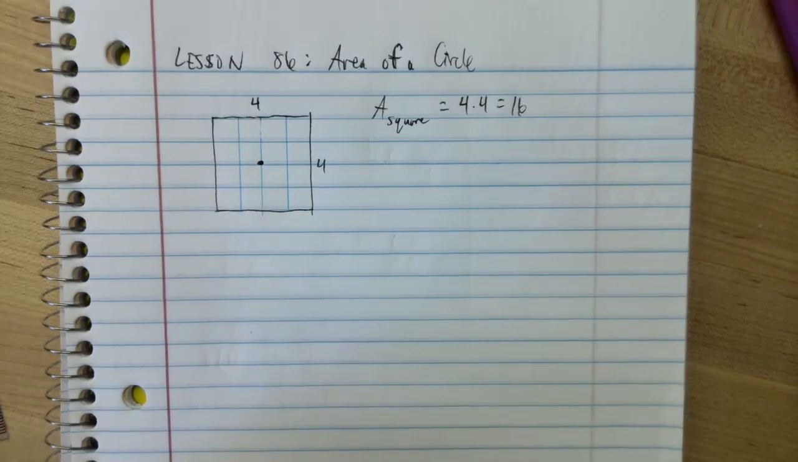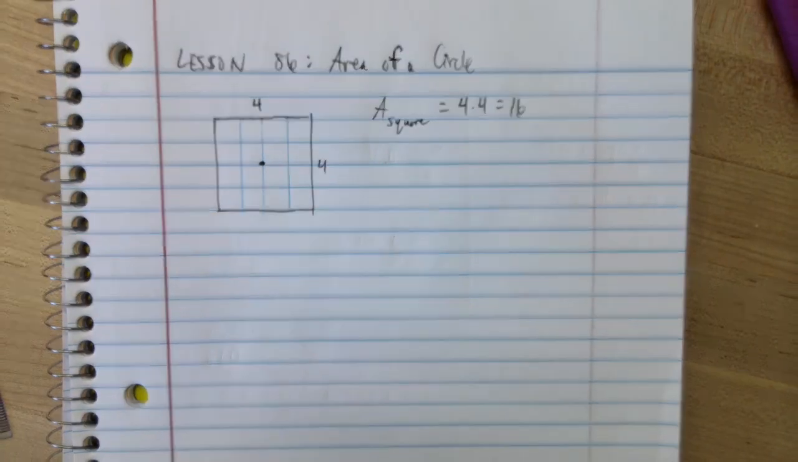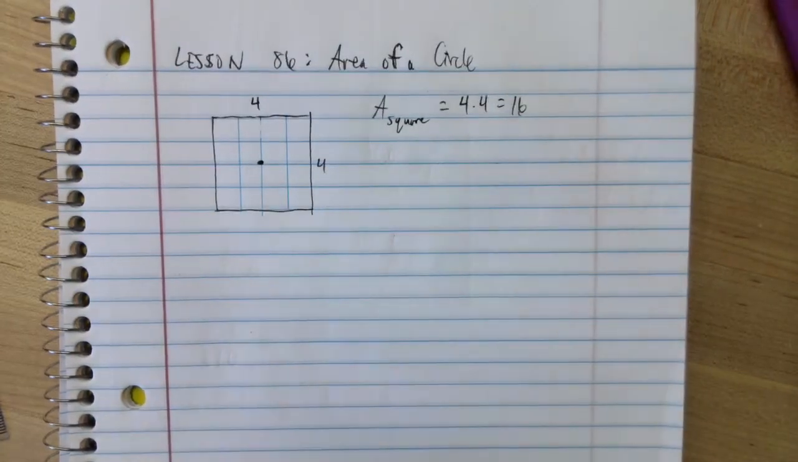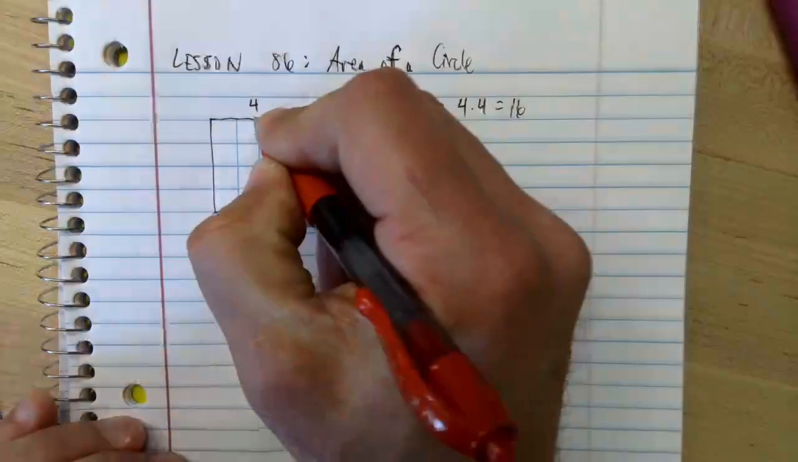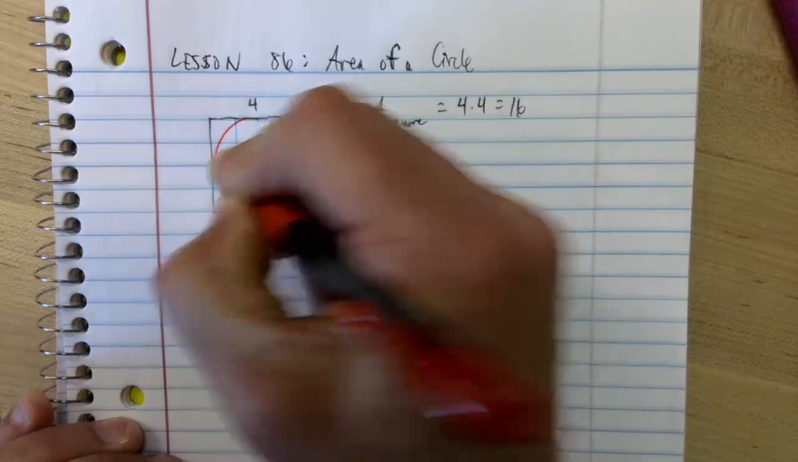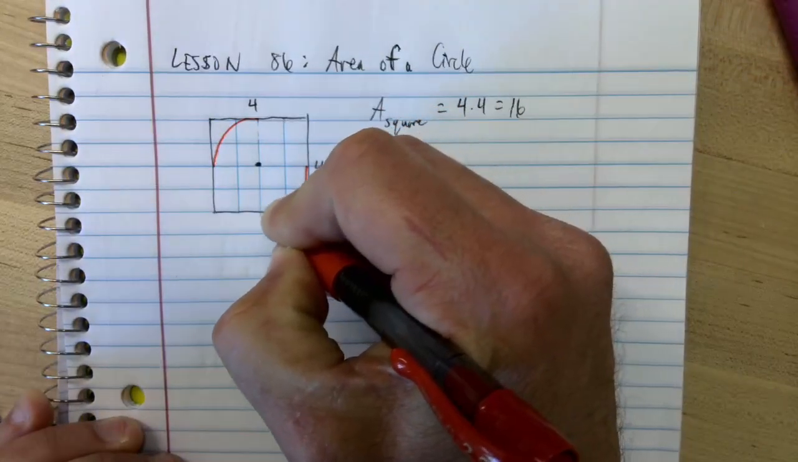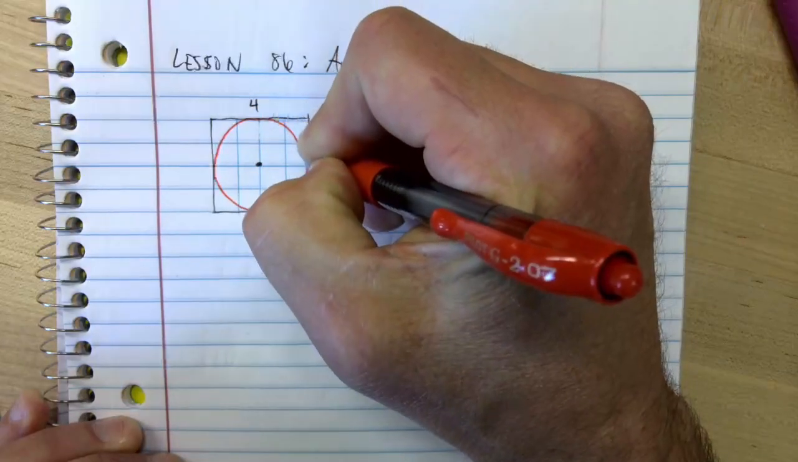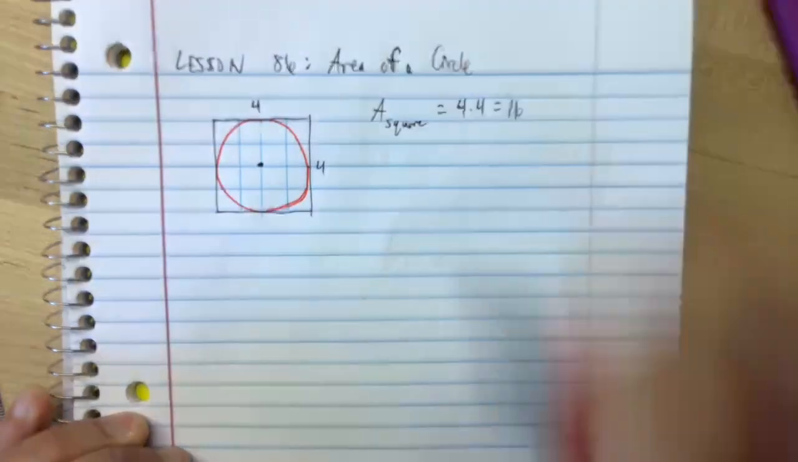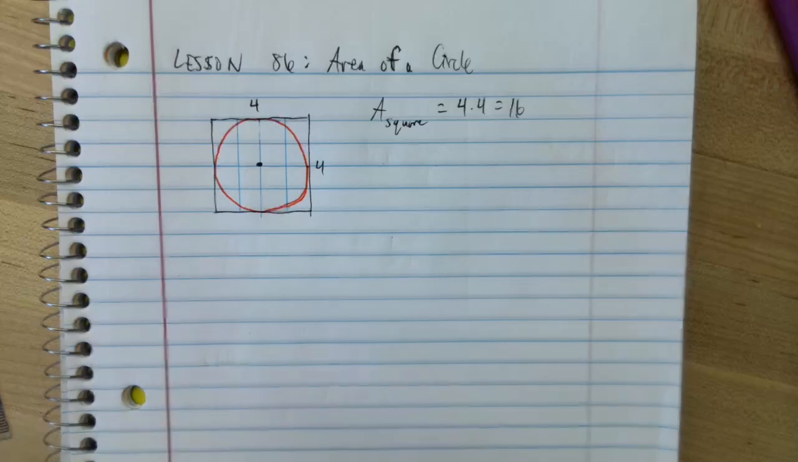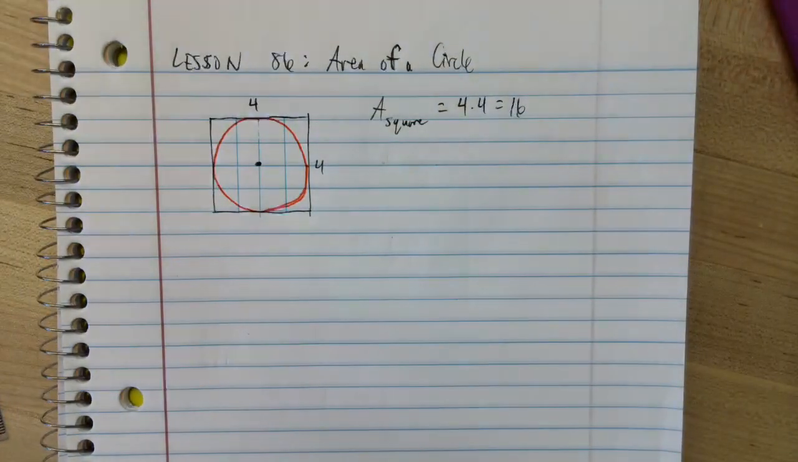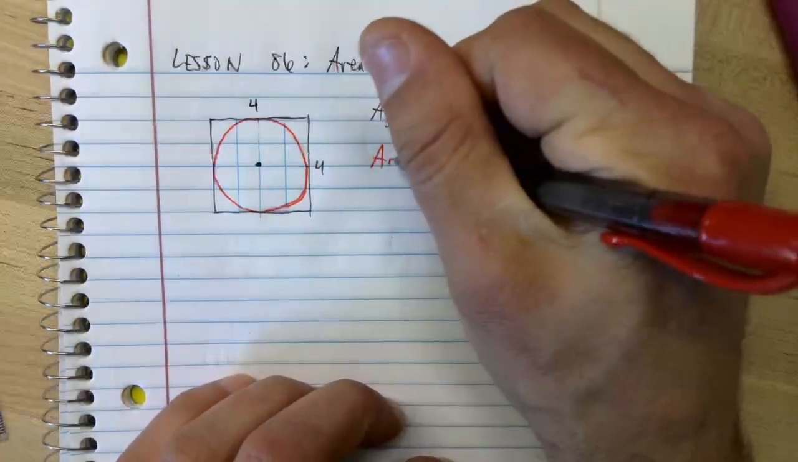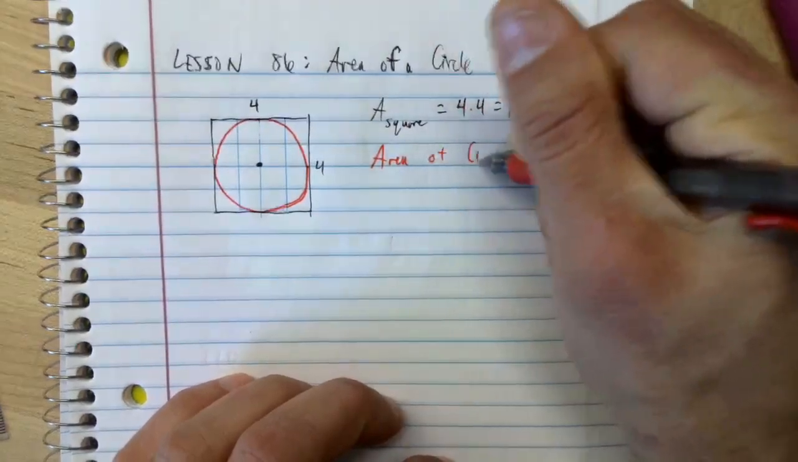So let's change it up a little bit. Let me see if I can find something just the right shape here. I don't know if I have the right size or not, so I might have to freehand it. All right, that one's certainly not perfect. So what if I now ask you, find the area of the circle?